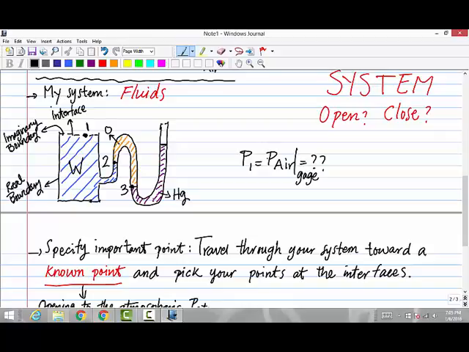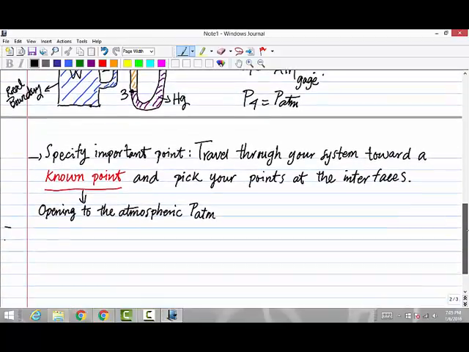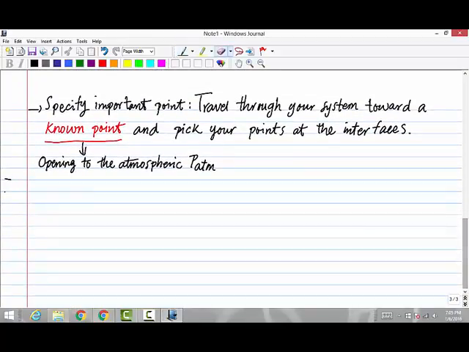Let's swim again. Interface with the atmospheric pressure, point 4. We know that P4 is P atmosphere. Great. Now, what's the next step?